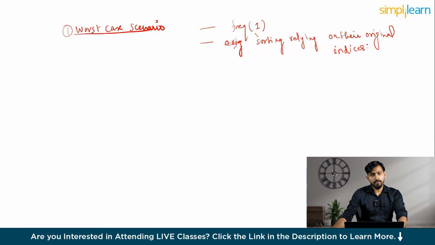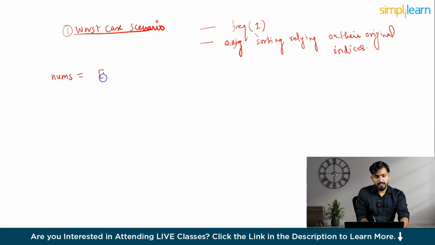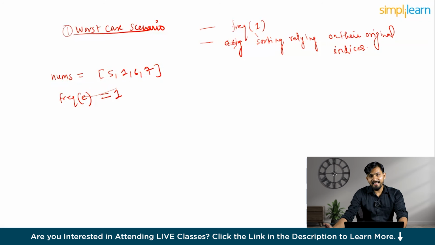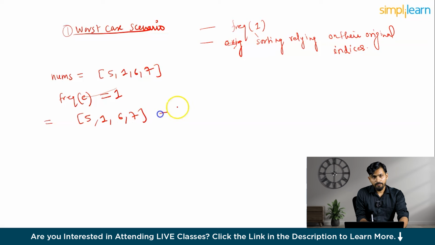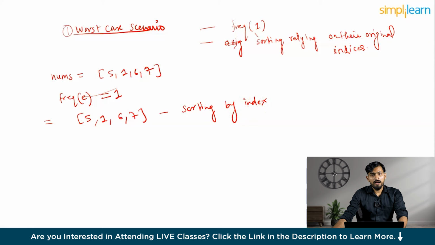Now, let us take an example here. Say we have nums as a given list, and here we have 5, 1, 6, and 7. So here all the elements have a frequency of 1. So we can just sort by the index, and implicitly the output will be 5, 1, 6, and 7, if we are sorting by the index. Now here no reordering is needed based on the frequency. Now let us take the best case scenario.